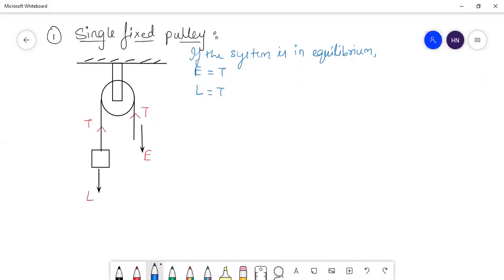So if it is in equilibrium, then you can say E and T will balance each other, load and tension will balance each other. And if I write the formula for your mechanical advantage, which will be load by effort, that will become T by T equals 1. So finally, we got your mechanical advantage value as 1.